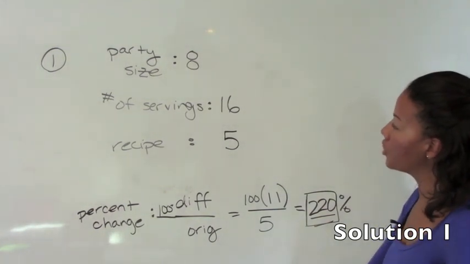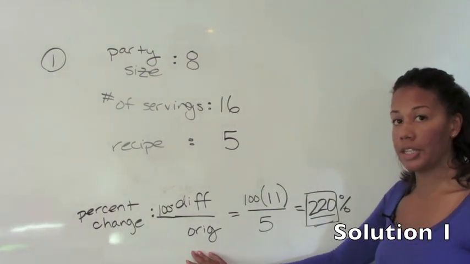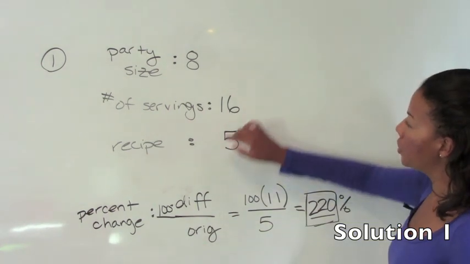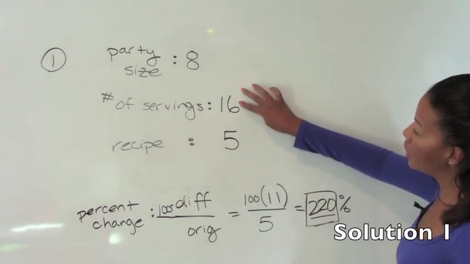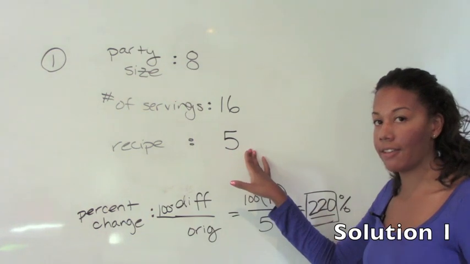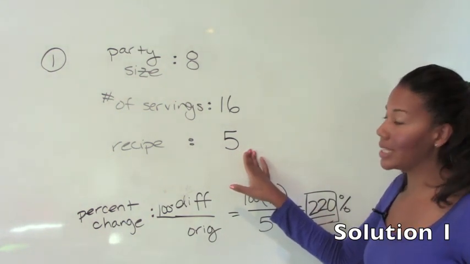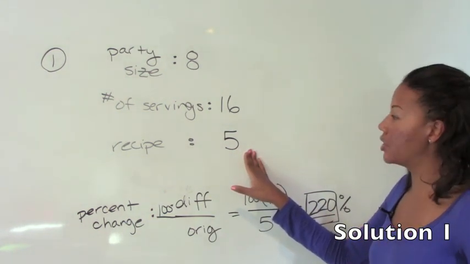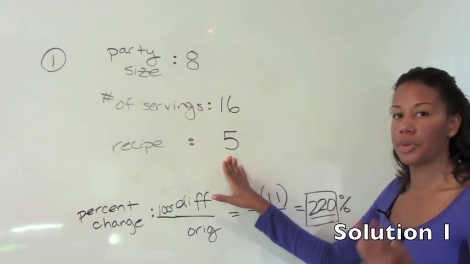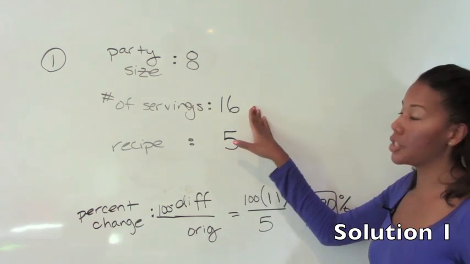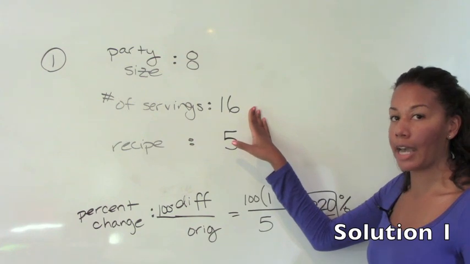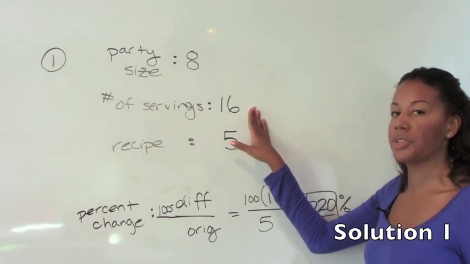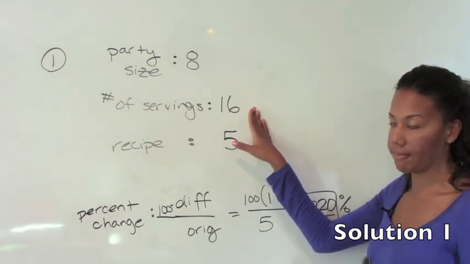If you got 320, 1, you probably didn't use this formula, and 2, you saw that 16 is 3.2 times 5. However, it says what is the increase, what is the change? So the 5 is already 100% of itself. 16 is 320% of 5, but it's only 220% more than 5.